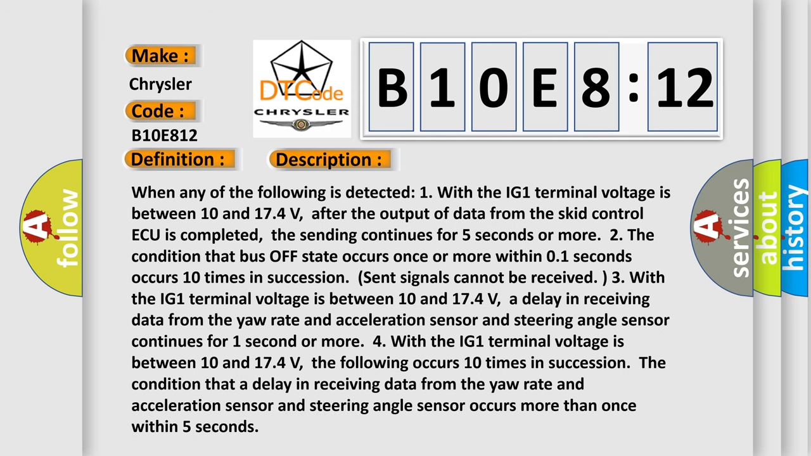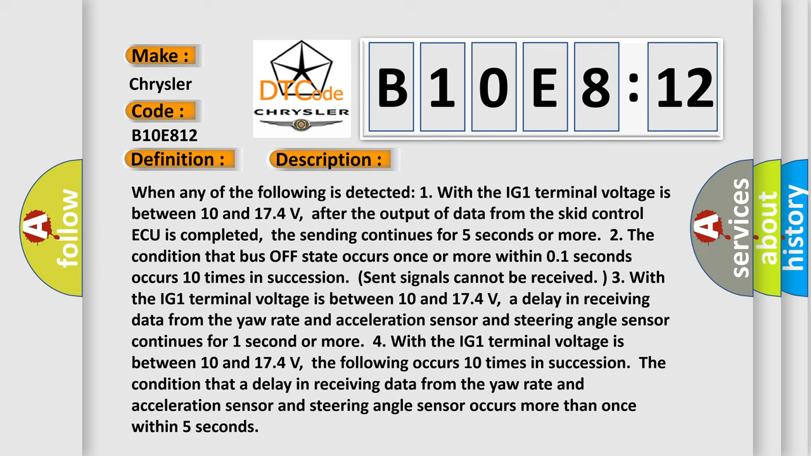When any of the following is detected: 1, with the IG1 terminal voltage between 10 and 17.4 volts, after the output of data from the skid control ECU is completed, the sending continues for 5 seconds or more. 2, the condition that bus off state occurs once or more within 0.1 seconds occurs 10 times in succession. Send signals cannot be received.